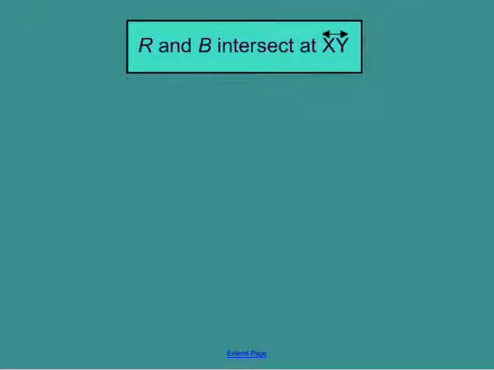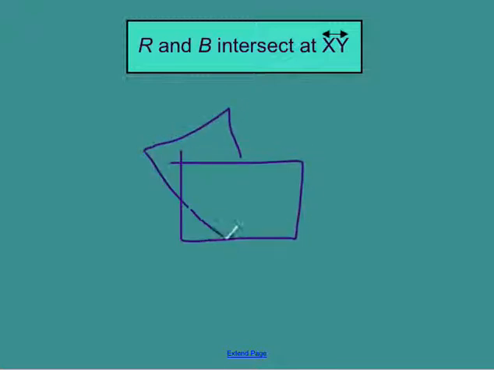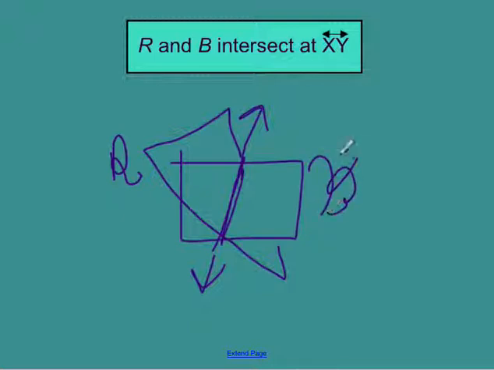Last but not least, R and B intersect at the line XY. So R and B are planes. So here's one plane. And then I'm going to have a plane that intersects it. Not a very well drawn one. So here's where those two planes intersect. And they're going to intersect at a line. And that line needs to be labeled XY. So let's name our planes R and B. In order for that line to be labeled XY, we have to have 2 points on the line that are labeled X and Y.